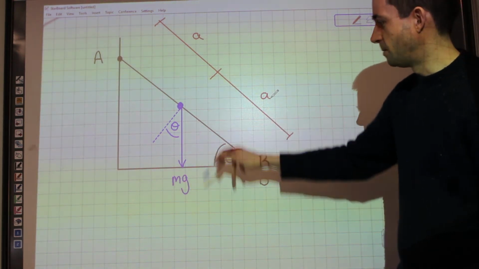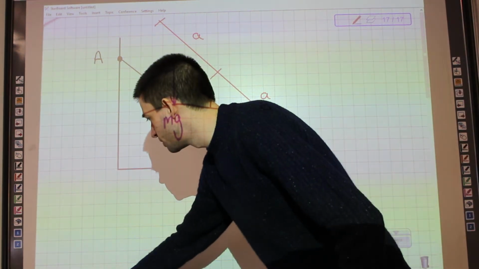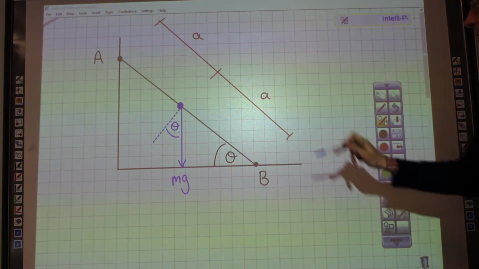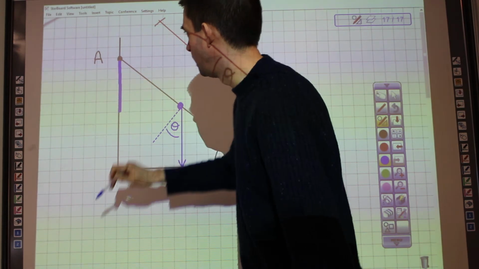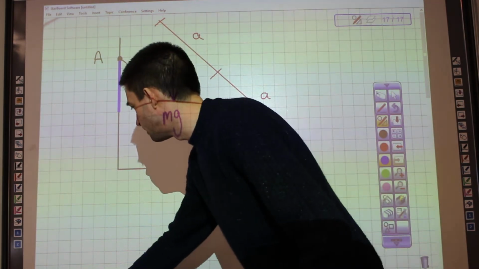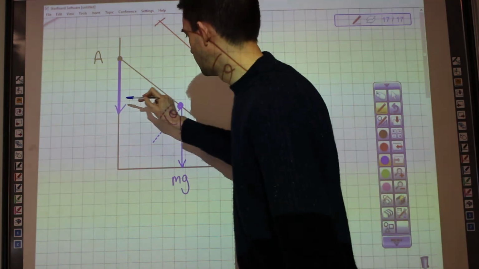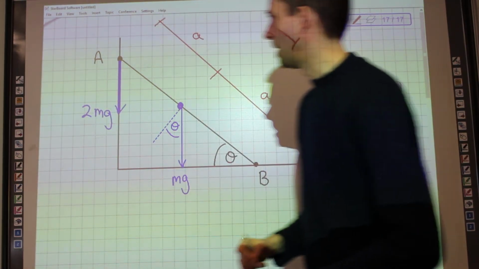So I've got that force mg there. I'm then told that there's a force, or a mass, sorry, it's twice the mass of the ladder itself placed at A. So I'm going to draw down here in slightly fatter pen so you can see it over the wall. That force acting downwards there, and that force is 2mg.